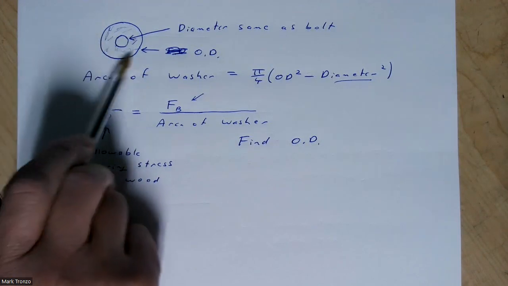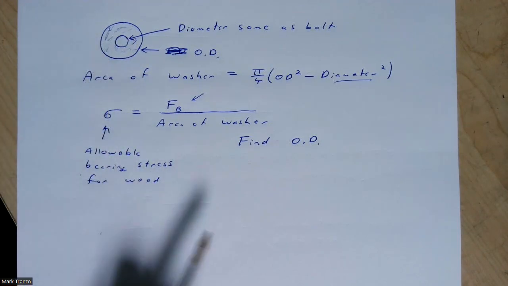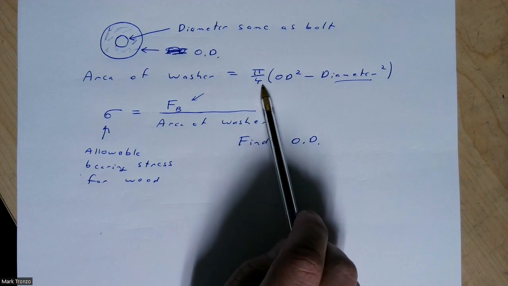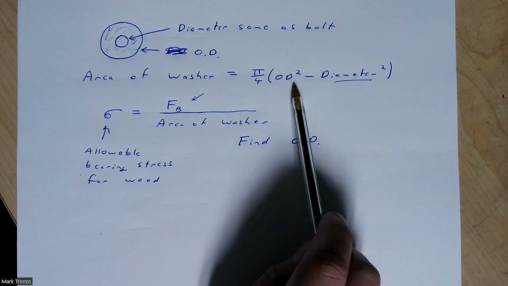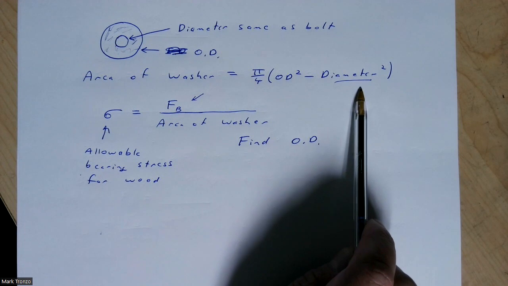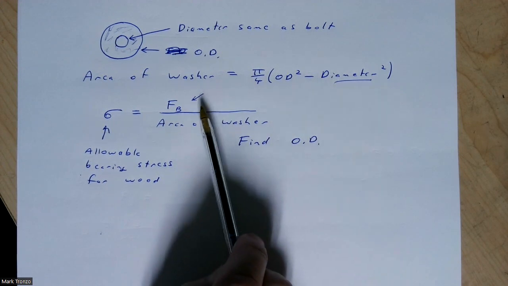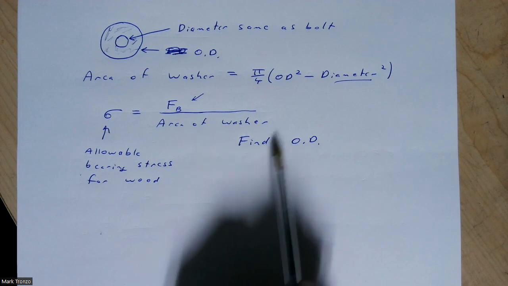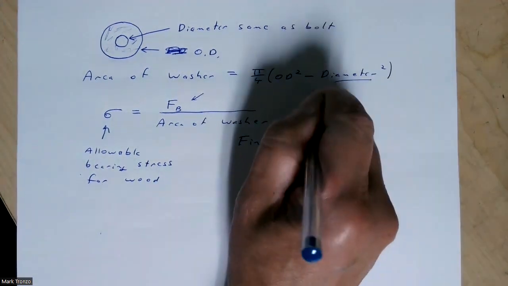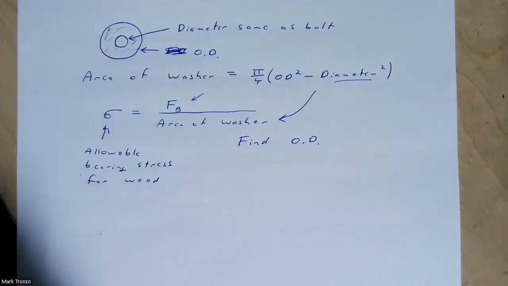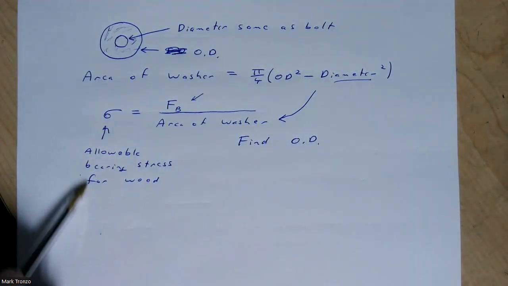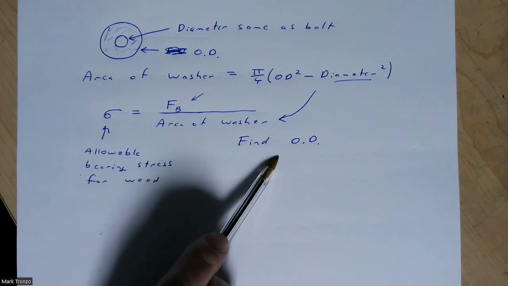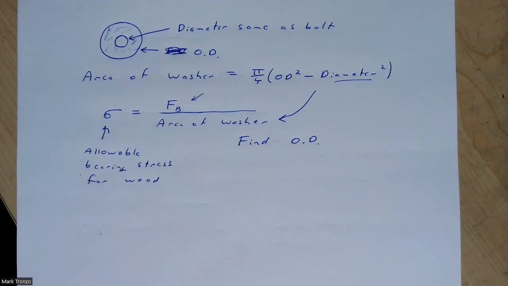And then you're going to have some outside diameter. And that's what you're actually looking for, this outside diameter. So the area of the washer is going to be pi over 4 outside diameter squared minus the inside diameter squared. And then solve for the OD by putting this into here. Put your allowable bearing stress here, and then solve for this outside diameter.